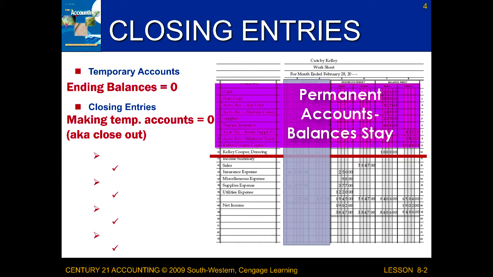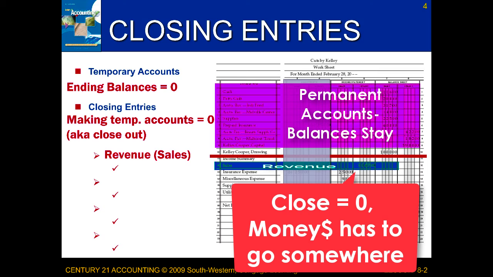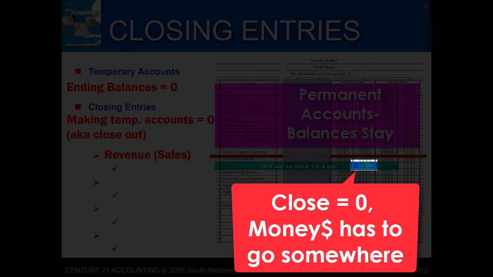Now the accounts that we do for temporary accounts and we do closing entries for are all of our income statement accounts, or anything below that income summary line. So the first type of income statement account is our revenue account, aka our sales account. And when we close out the account or we make it zero, the money that's in there has to go somewhere. So if I look at sales right now, it has $3,847 in it. I have to put the $3,847 somewhere when I make that zero.